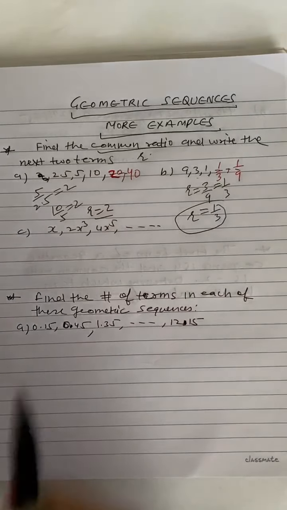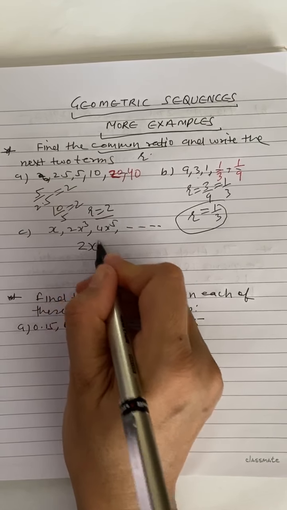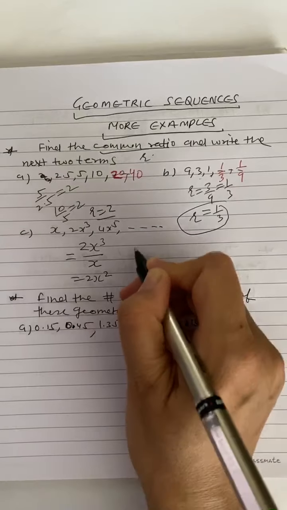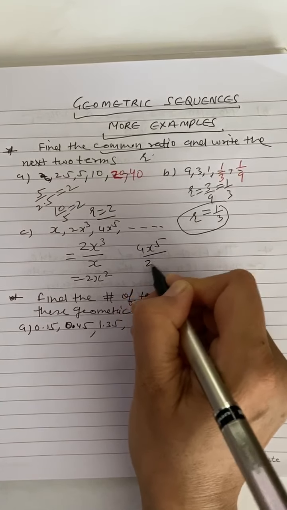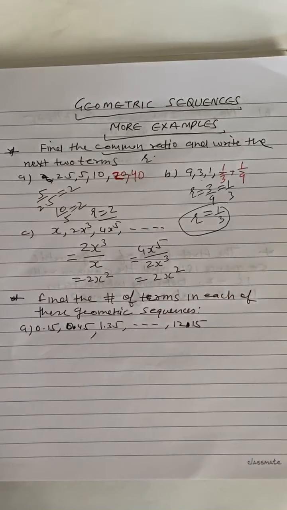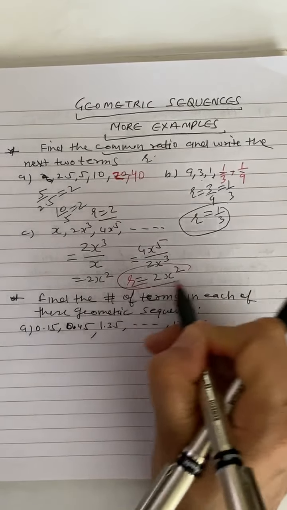Now here, to find the common ratio, do the same thing. 2x cubed divided by x is equal to 2x squared. 4x to the power 5 divided by 2x cubed is also 2x squared. So the common ratio in this case, R, is 2x squared.